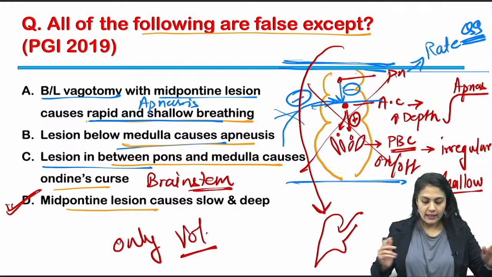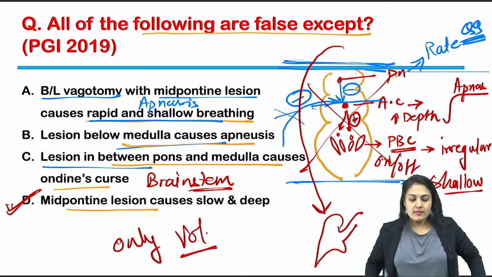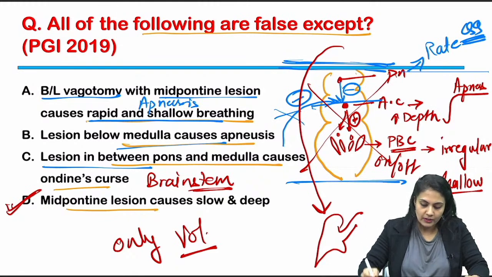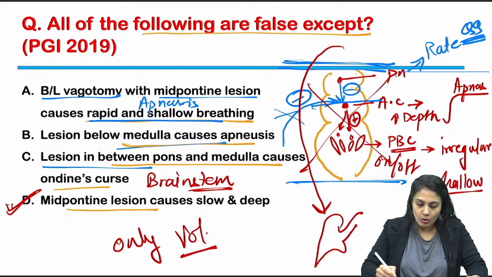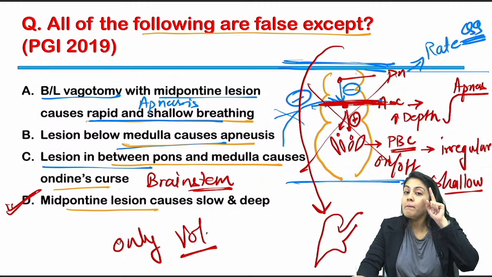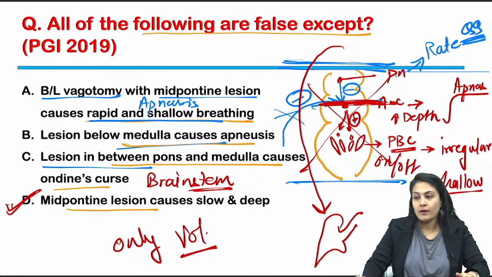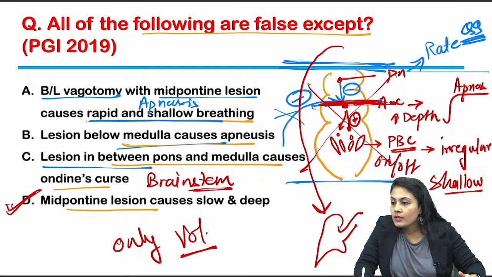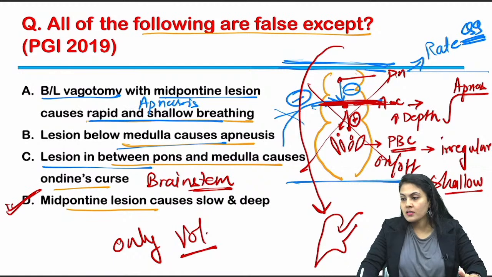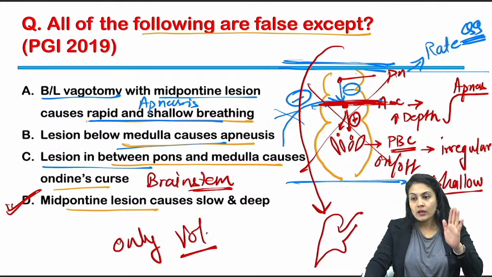Anyways, the correct answer over here: mid-pontine lesion causes slow and deep breathing. That's true. They have told us mid-pontine lesion, but remember the vagus is intact over here. I don't know why you answered B and C. The correct answer over here is D.